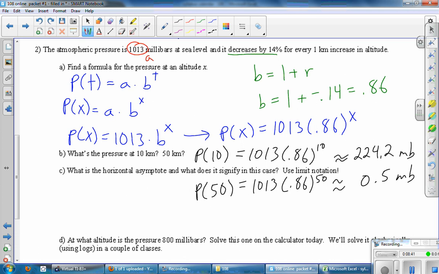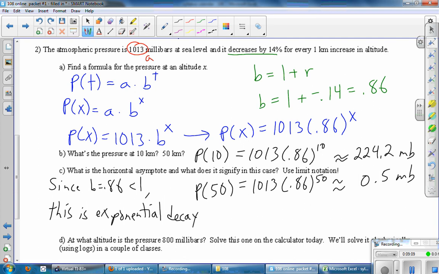Part C, what is the horizontal asymptote and what does it signify in this case? Use limit notation. Okay, well, we know that this is an exponential function, and we know that since the b value is 0.86 and it's smaller than 1, this is exponential decay, which makes sense because the pressure is decreasing. That was given in the problem.